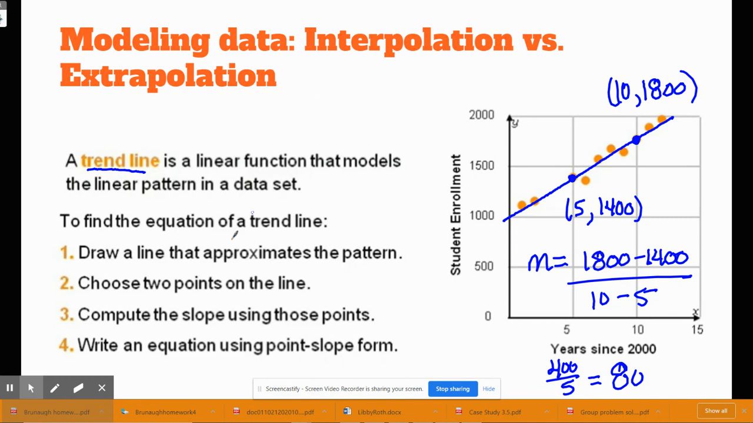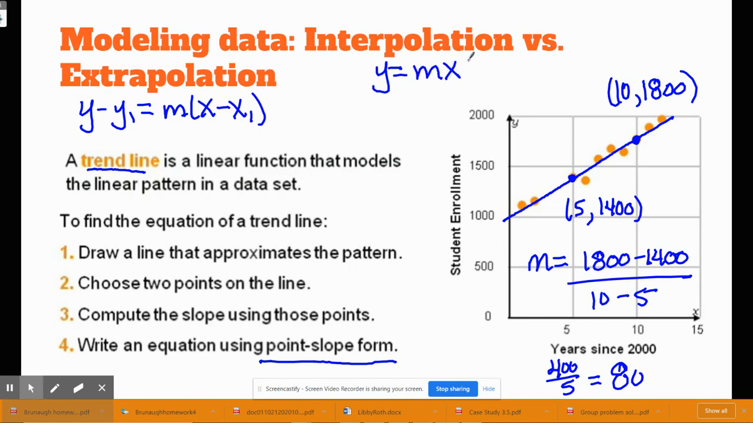So you can do one of two things. This suggests using point slope form, which is fine. That's y minus y1 equals m times x minus x1. You pick whatever point you'd like, or you could do y equals mx plus b. That is up to you. If we do point slope form, let's pick the one with the 10 here. Y minus 1,800 equals m. We said that was 80, times x minus 10. And you can leave it like that.